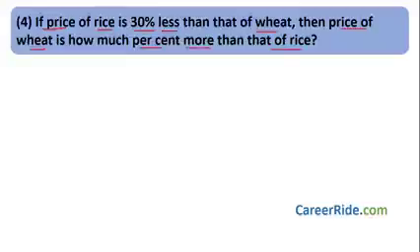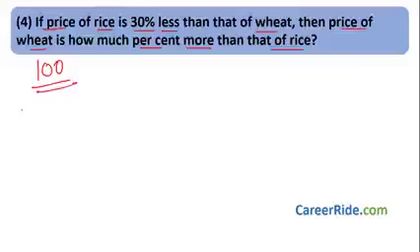Again, very easy. In such sums, we do not know what exactly is the price. We only know the percentage. So how to solve or how to approach these kind of percentage sums? It is very easy. Always take some arbitrary value. The best value to take while calculating percentage is 100, right?